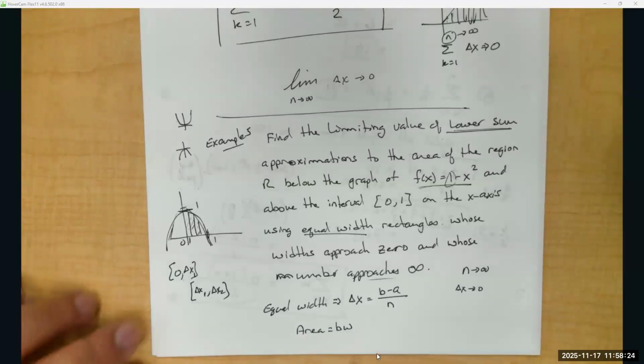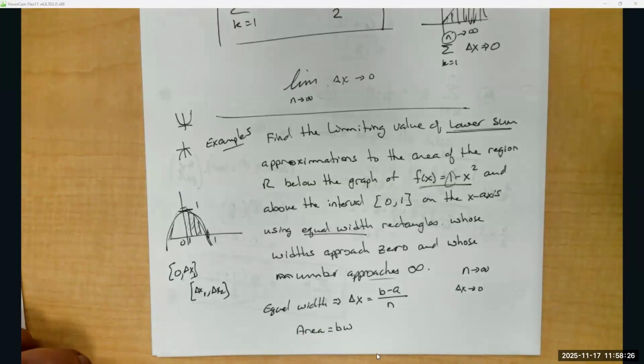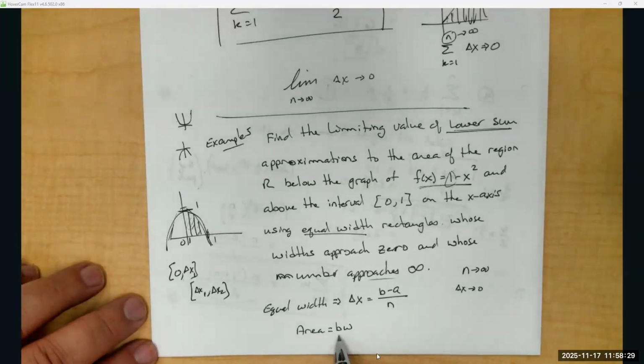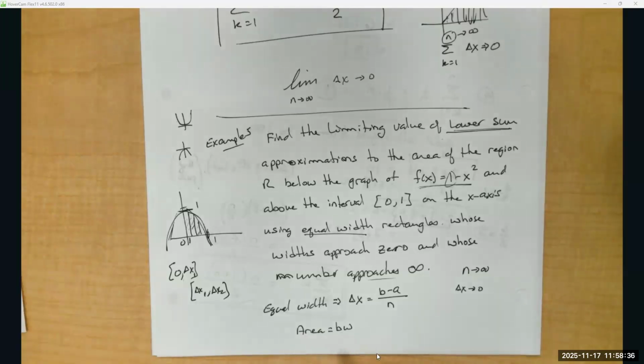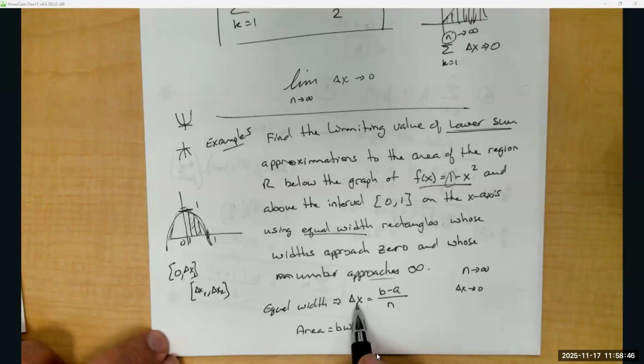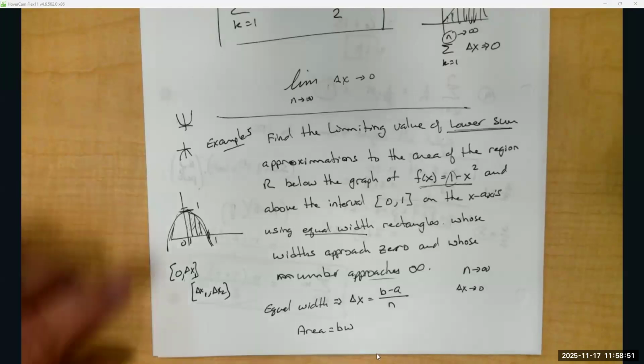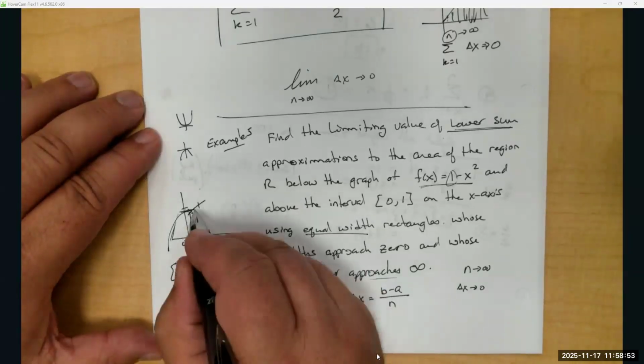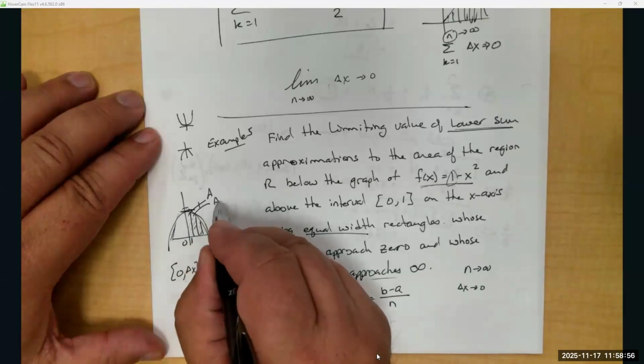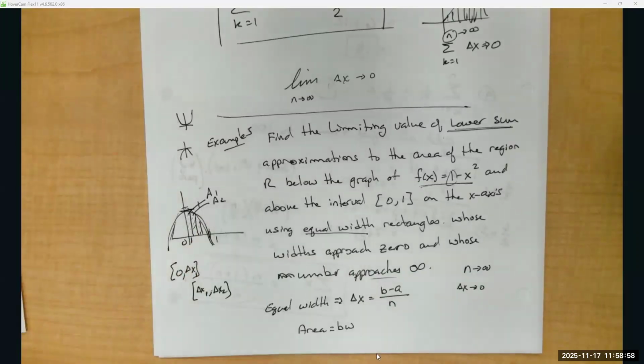Base times width. Okay, so what's the base? No. Think about it. What's the base? X squared. That was nice. No. The base is delta x. Because remember, we're looking at the rectangles, the areas of the rectangles. Each one of these we have to find the areas of. We have rectangles.